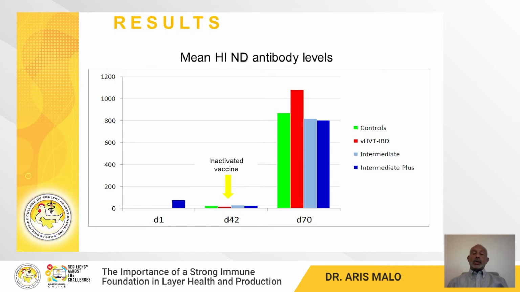So here the birds were vaccinated with a multivalent inactivated vaccine containing Newcastle disease antigen. And we see at 70 days of age that the birds that were vaccinated with the recombinant HVT-IBD vaccine showed the highest levels of antibodies against Newcastle in comparison to the birds that were vaccinated with the intermediate or intermediate plus type of vaccines.